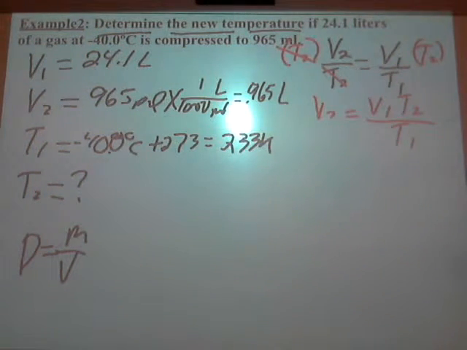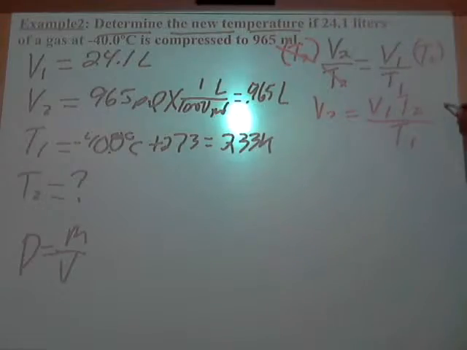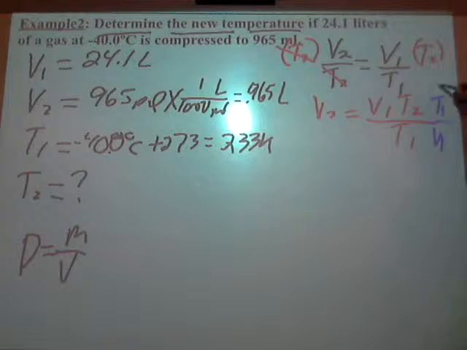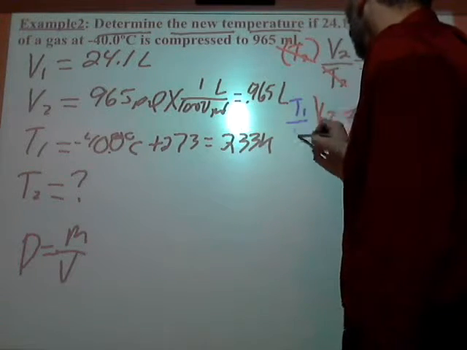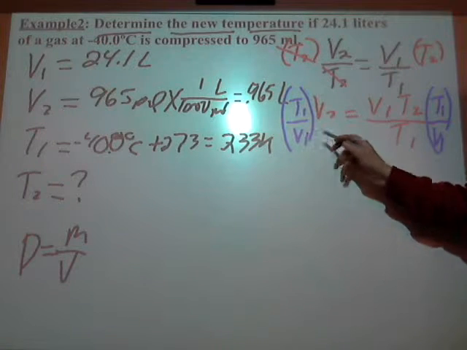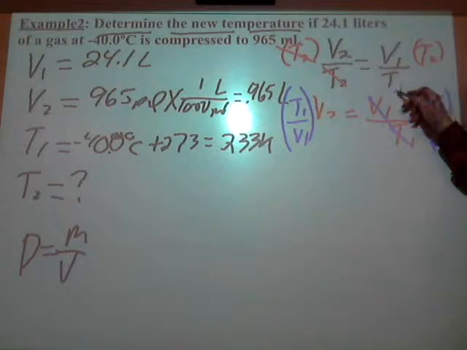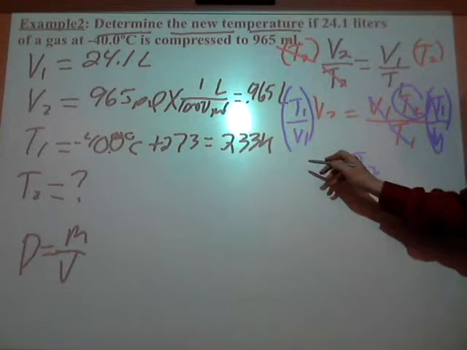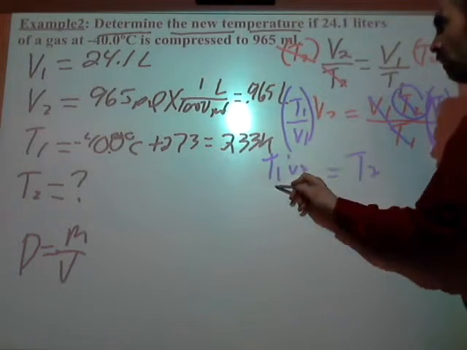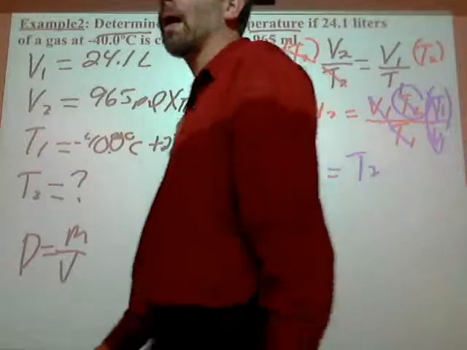And then I'd have to do what to both sides? I multiply by T1 over V1. So your final answer would be V2 T1 over V1, because these guys would cancel. Oops, these guys would cancel. Leave you with T2 would equal T1 V2 over V1. All right? But that's a pain in the neck. Don't want to have to do that.